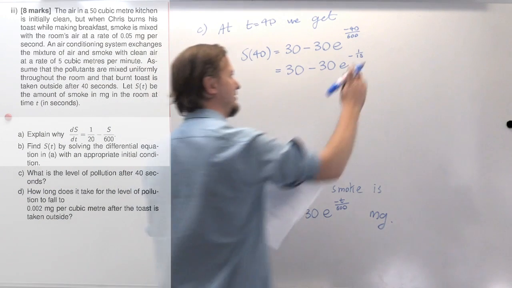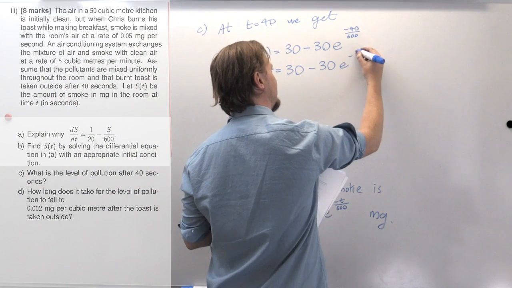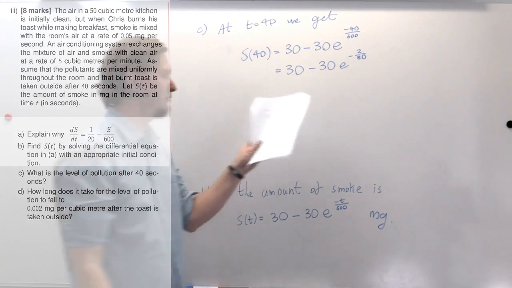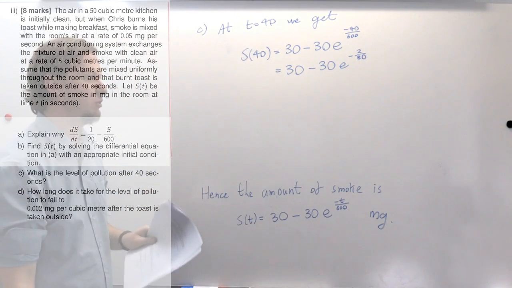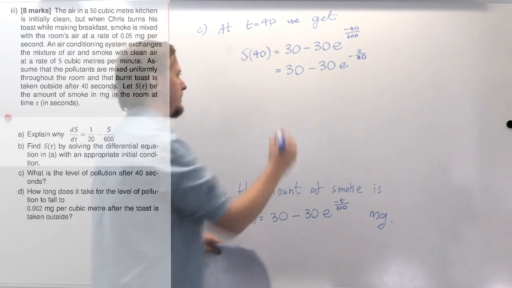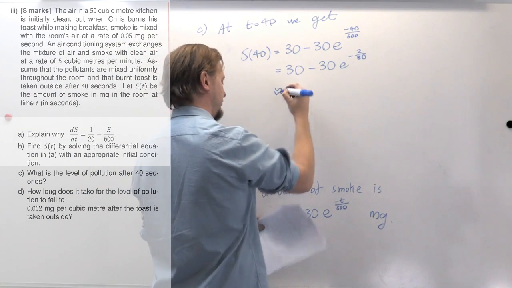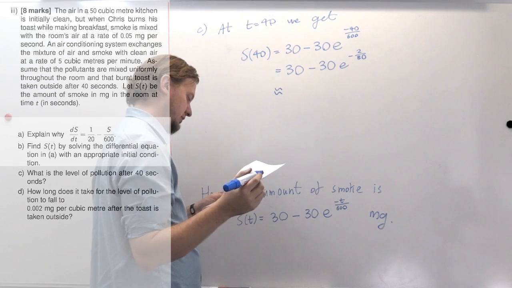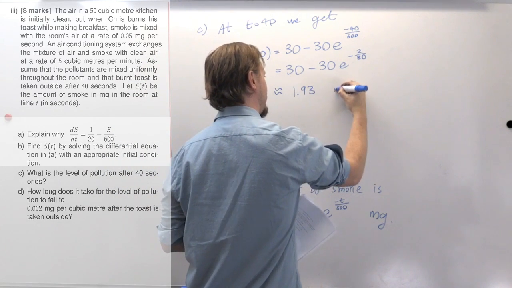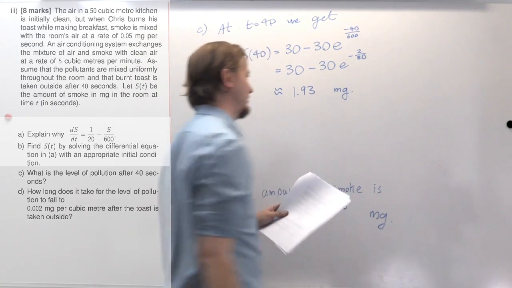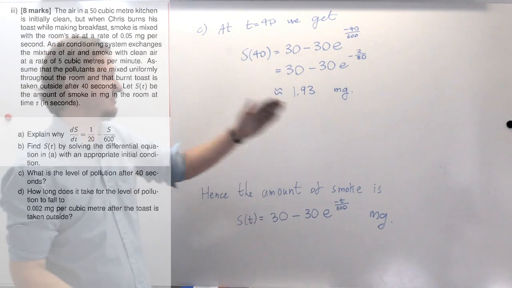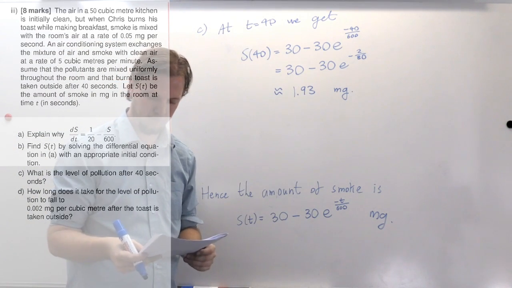Yeah, maybe let's make it 2 over 30. So I can see that 4 over 60 is the same as 2 over 30, and that's easy enough to type into a calculator. And if you type it into a calculator, you'll find it is approximately 1.93, and remember the units, this is measured in milligrams. And that's really all I'd want for that question, just at this time, that's what we get.